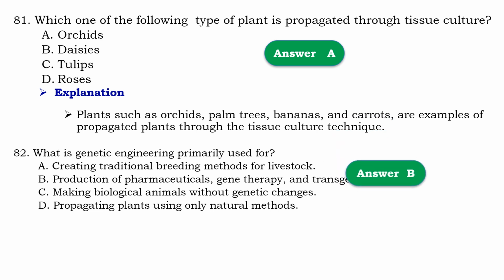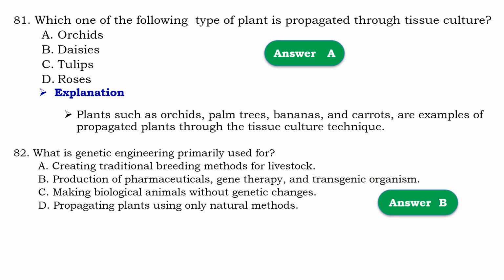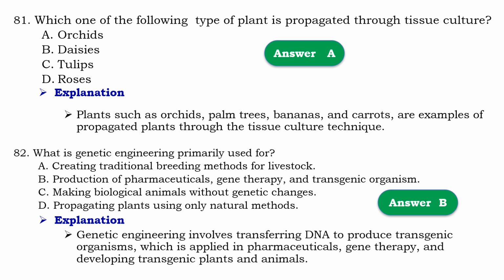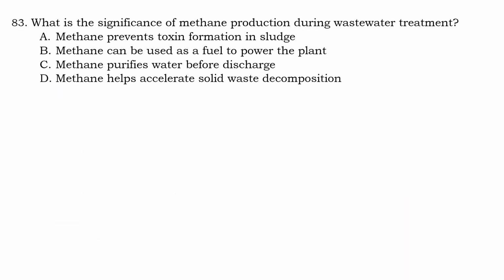So there should be production of pharmaceuticals, gene therapy, and transgenic organisms. Genetic engineering involves transferring DNA to produce transgenic organisms, which is applied in pharmaceuticals, gene therapy, and developing transgenic plants and animals. Question number 83. What is the significance of methane production during wastewater treatment?